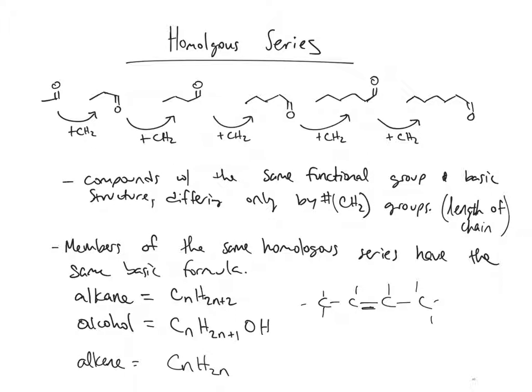And so we learned that a homologous series, like I say here, is a set of compounds with the same functional group and basic structure, differing only by the length of that carbon chain or by the number of CH2 groups. So you see from my aldehyde homologous series at the top here, the only difference between each of these successive compounds is a CH2 group. So that's the fundamental difference there.